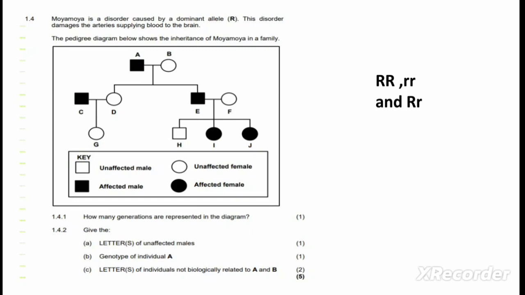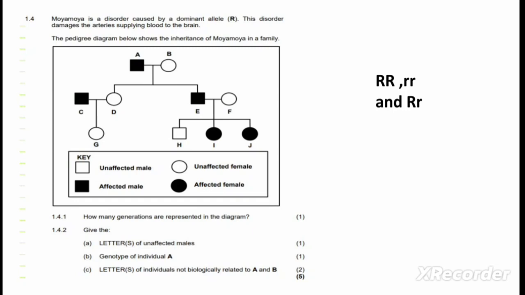Now when you get a pedigree, what I would suggest you do first, you look at the statement, you read it. Moya moya is a disorder caused by a dominant allele R. Write down the possible genotypes. Most of the time we only have 3 possible genotypes. The first genotype is going to be capital letter RR. The second genotype is small letter rr for people who don't have moya moya. And then big R's are for those who have moya moya.